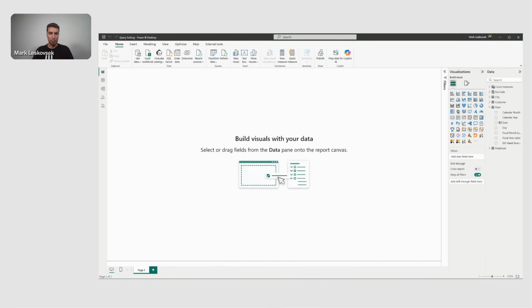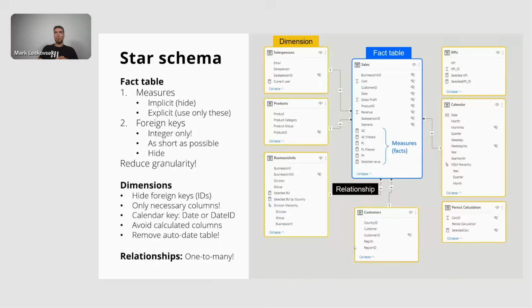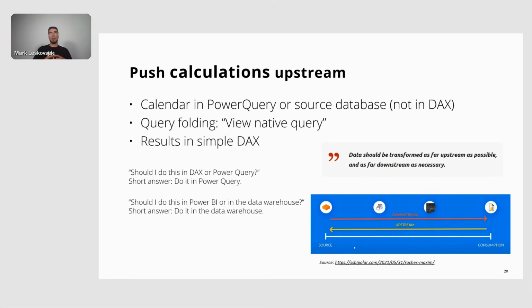Okay, so let's return to the presentation. Now, the next thing that is really, really important that we want to do is push calculations upstream. And this is an excerpt from Matthew Roche's maxim of data transformation. Those of you who don't know who Matthew Roche is, he's a member of Microsoft's CAT team, and he's been in data longer than, I think, longer even than I'm on this planet. So he's kind of an authority in this regard, right?